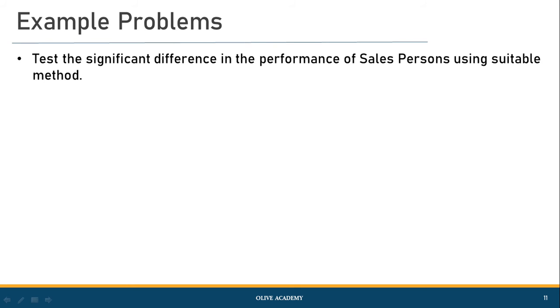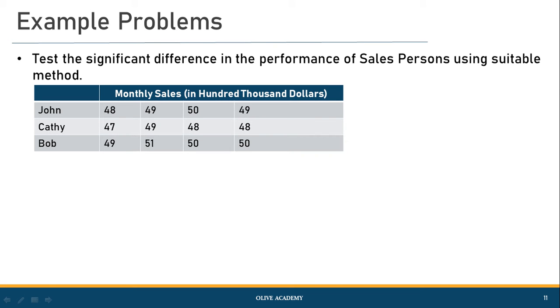Let's look at another example where to identify the significant difference in the performance of salesperson using suitable method. Now the question is not about the relationship. Remember that. The question is about significant difference in the performance of a salesperson's. When we say salespersons, it is between John and Kathy, between John and Bob, and between Kathy and Bob, but not John and their monthly sales. That is not the question here. The question is between the salespersons, right?